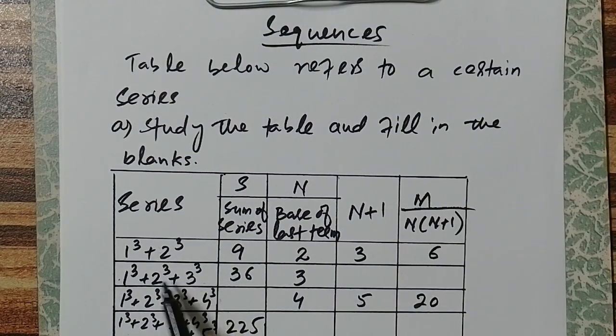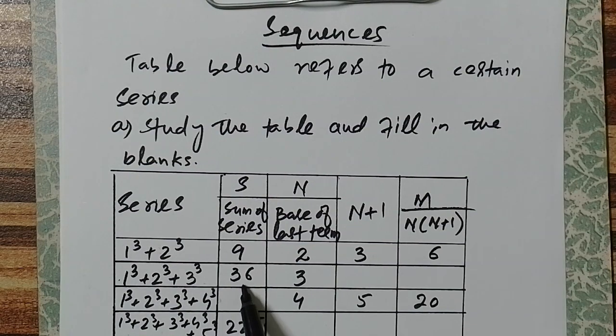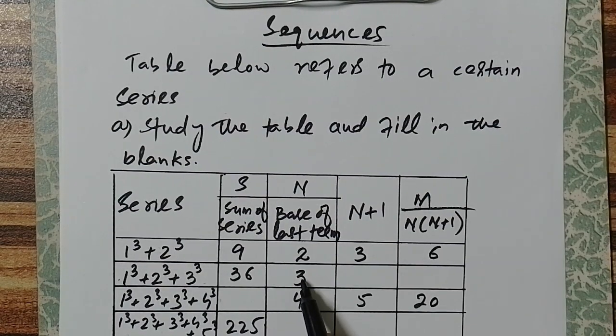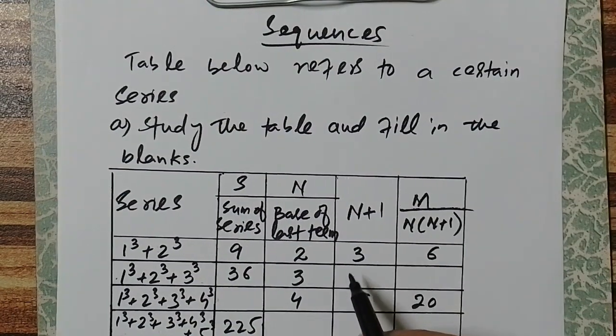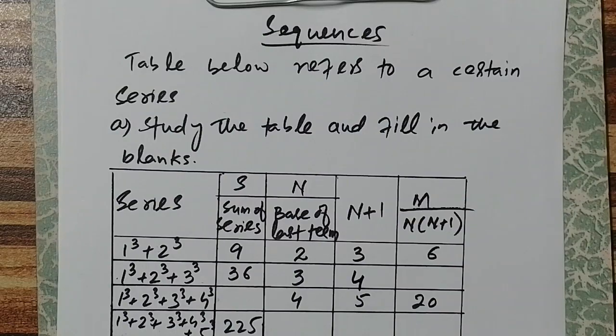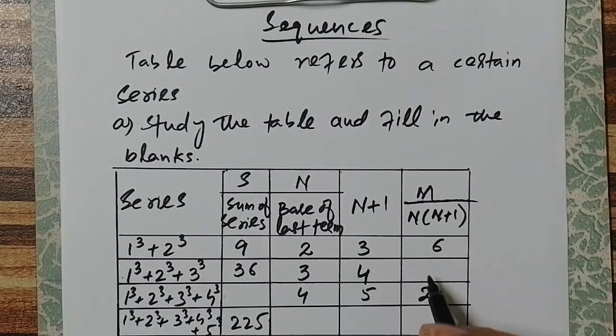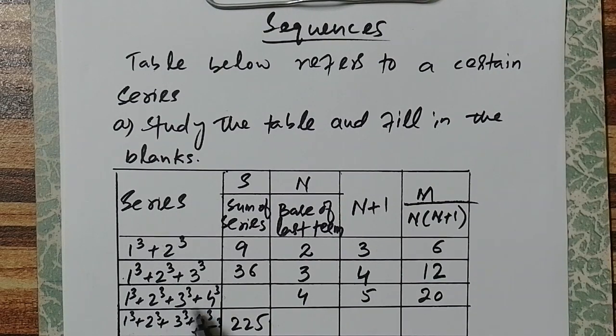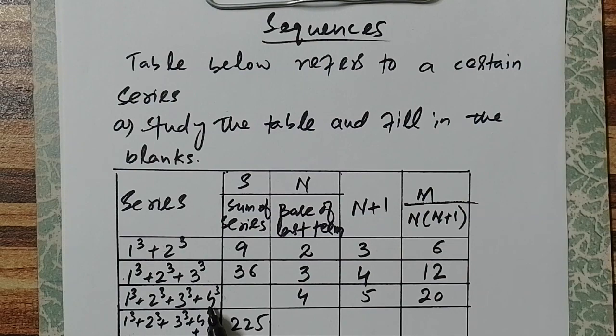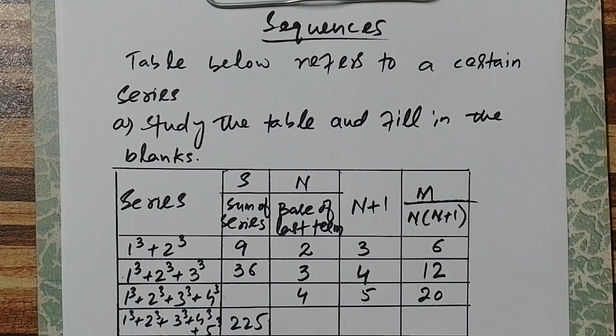For the second line, 1 cube plus 2 cube plus 3 cube is equal to 36. The base of the last term is 3. So n plus 1, 3 plus 1 will be equal to 4. If I multiply this 3 by 4, I will get 12. And here, if this series is summed, the sum of the 3 terms is 36. 4 cube is 64. 64, when added to 36, we get 100.